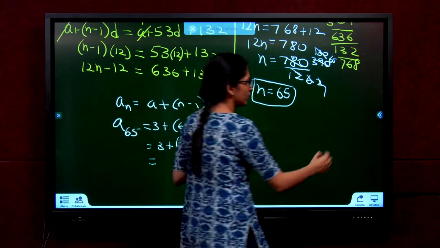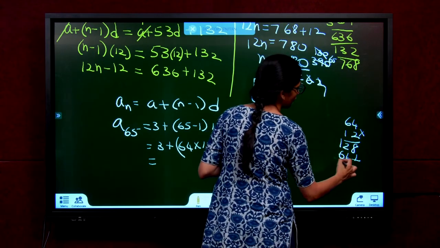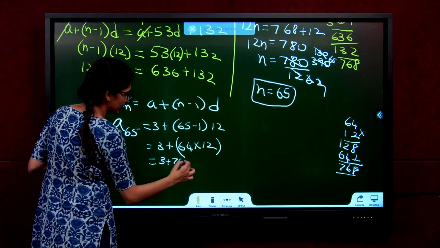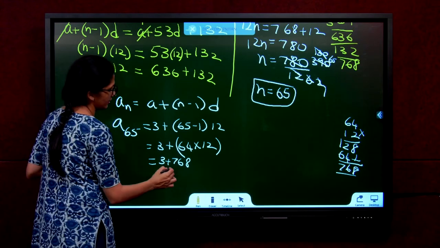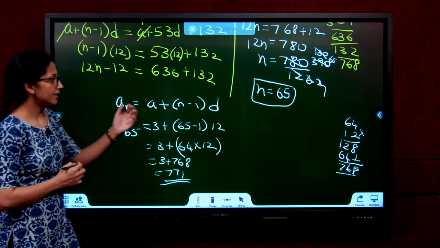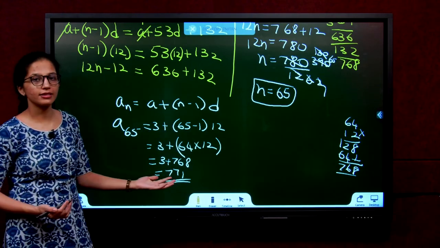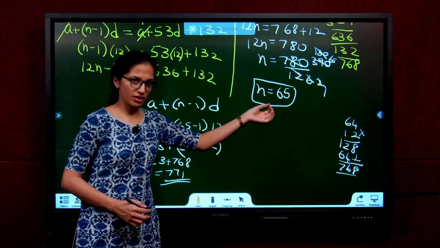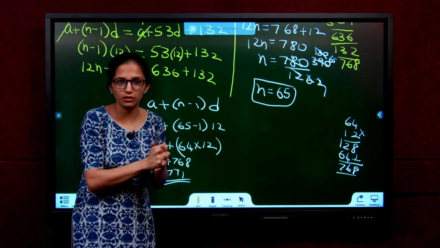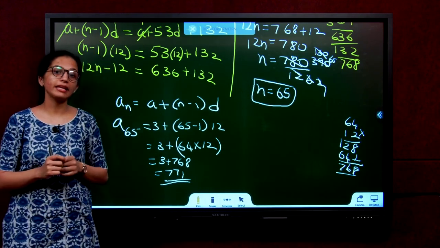64 into 12. What is 64 into 12? 2 4s are 8, 2 6s are 12 plus 64, 768. 3 plus 768, 771. So, therefore, look carefully. 65th term of the AP you can stop there, but if they ask you the term also, then this is the term, 771. The 65th term of the AP is 132 more than the 54th term. This is the value of the term itself, but they are asking which term, meaning value of n.